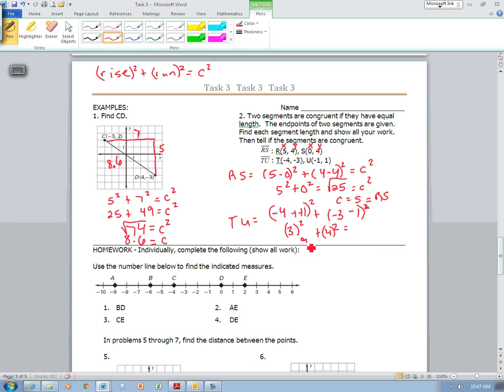And then I have 9 plus 16, which is 25. And again, that equals C squared. Okay, all this equals the C squared. So the last step, again, to get C alone, don't forget to take the square root. So we get 5. Then they're asking, are they congruent? The word congruent means are they the same? Are they equal? So since both segments here equal 5 units, because this is also 5, then yes, they are both 5.